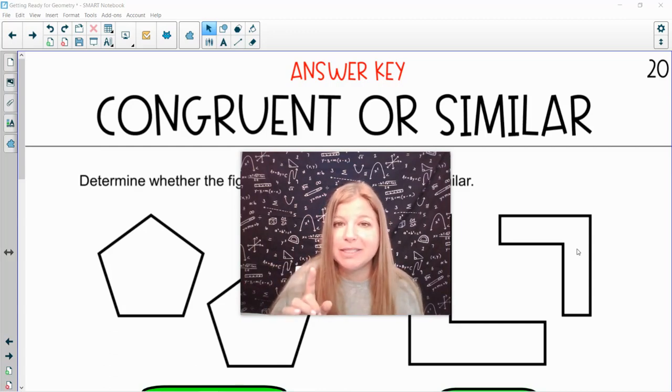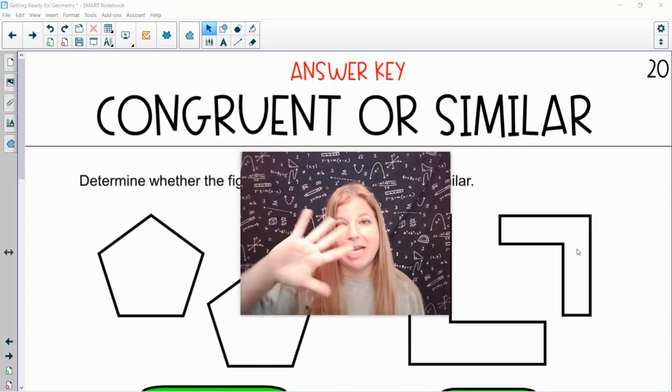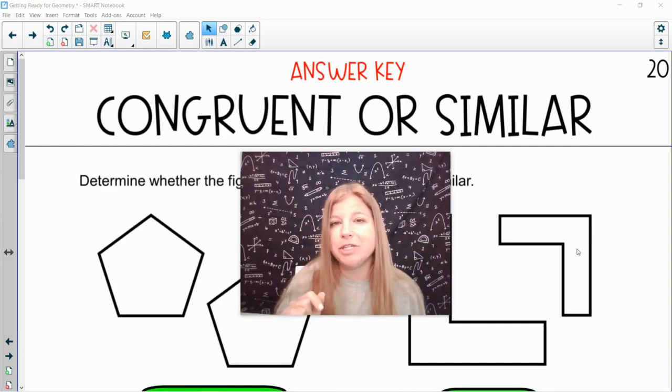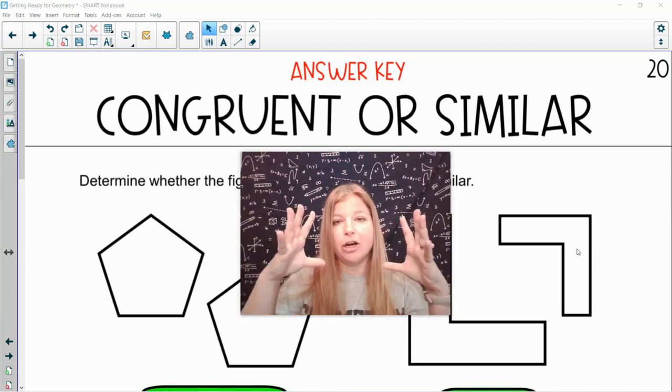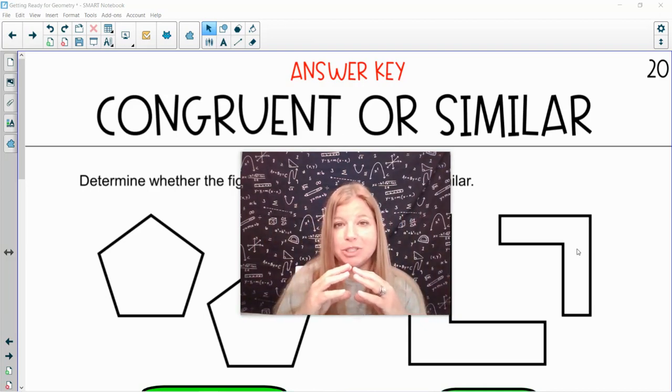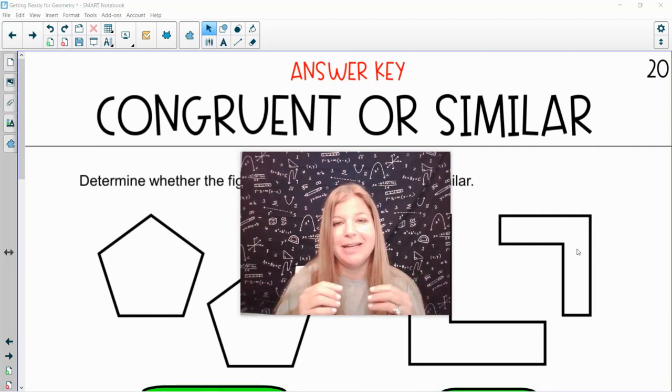So under congruence, we can have translation, we can have reflection, we can have rotation. What transformation do you think happens for similar figures? It's dilation. So you can have a figure get enlarged, it could be reduced, which is a reduction. That's what's going to make it similar. Okay? I have a few sets of shapes that we're going to be taking a look at to make sure that we know the difference between congruent or similar.